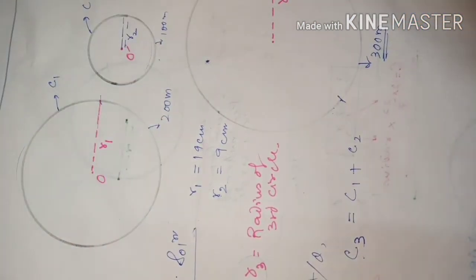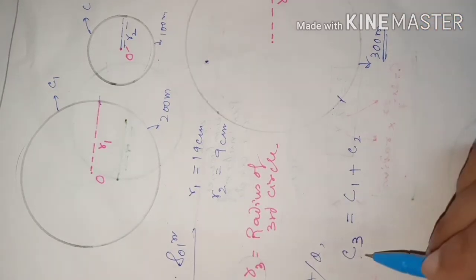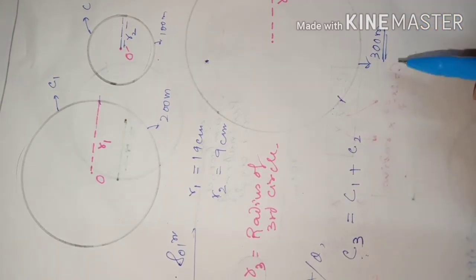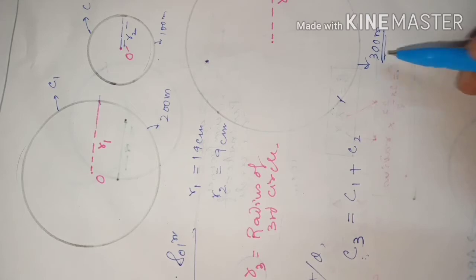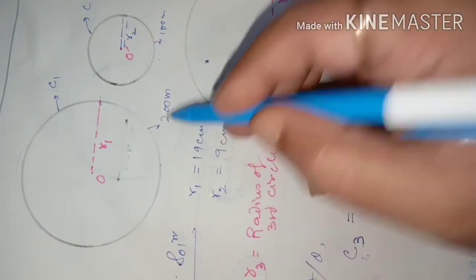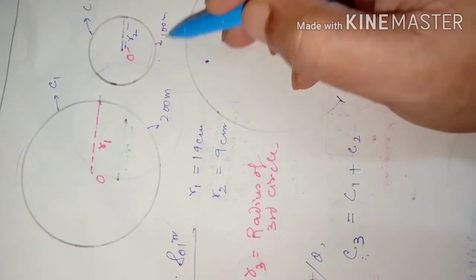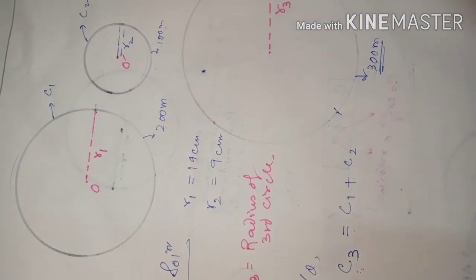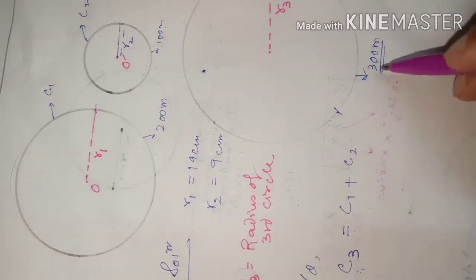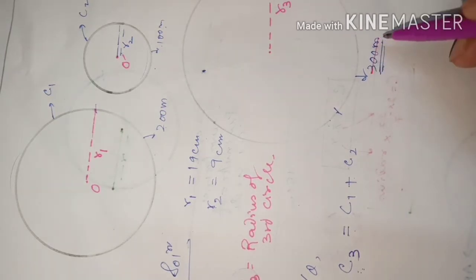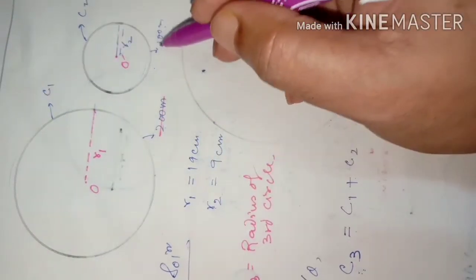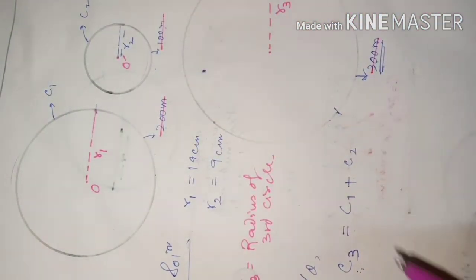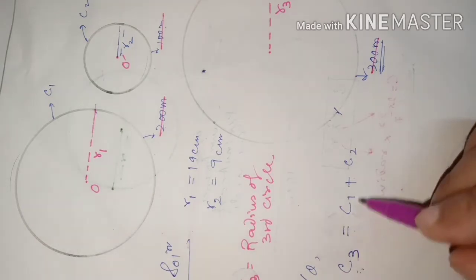There is a meaning of it. 300 is this number, suppose C3, and it is equal to C1, this number, plus C2, this number. Is the question clear, dear students? We are just taking these numbers by ourselves. We don't have these numbers now, just to make you understand the meaning of the question. Now we write C3 equal to C1 plus C2.